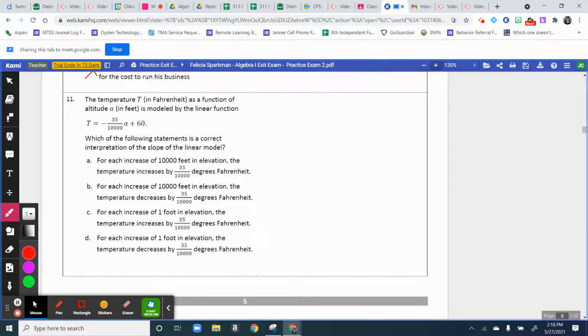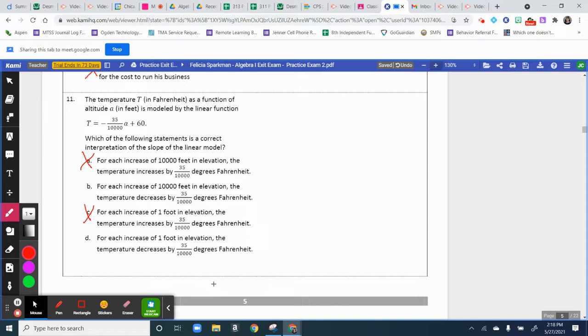Well, it's a negative slope. So here I have increase, increase, increase, decrease, increase, increase, increase, decrease. So as our A is increasing, is the temperature increasing? No. So A is out and C is out automatically because the temperature is decreasing.